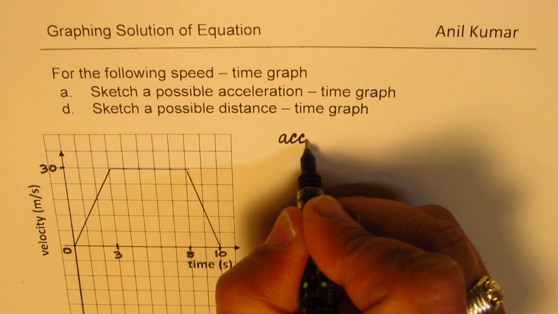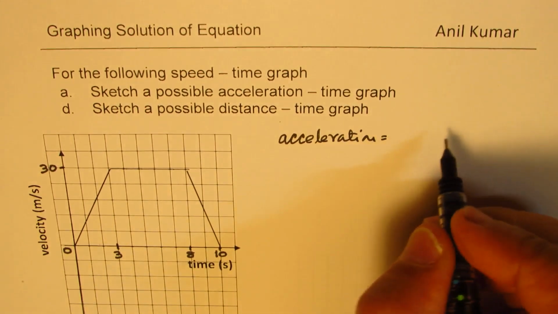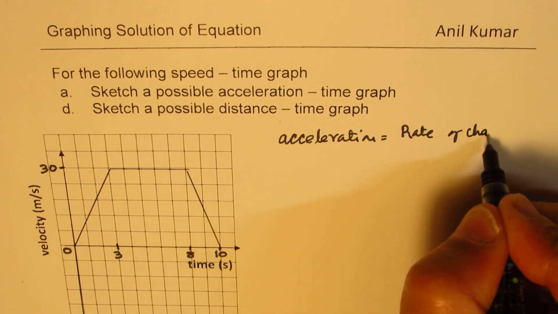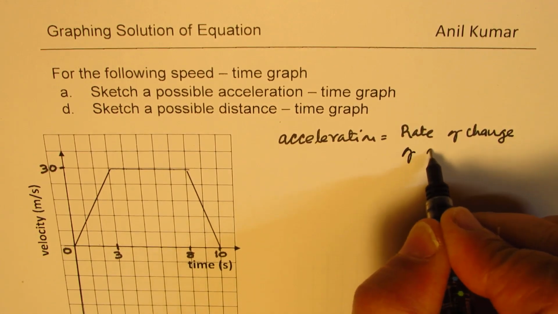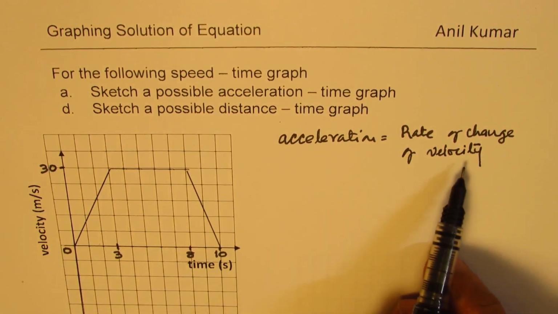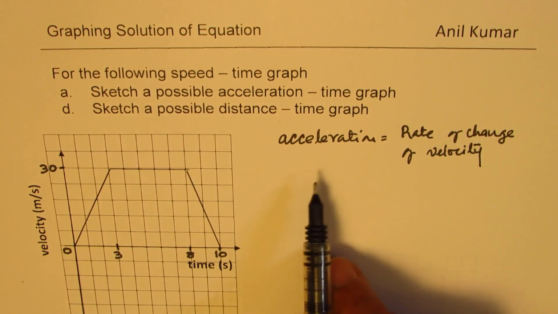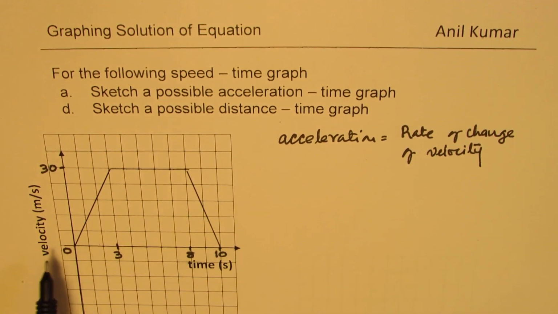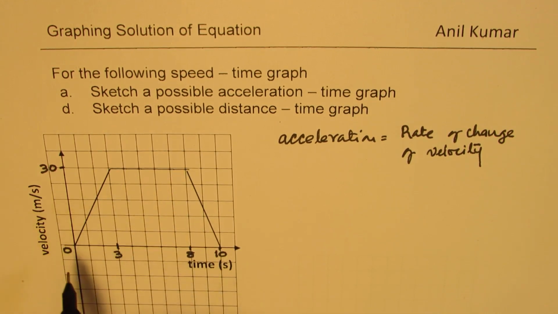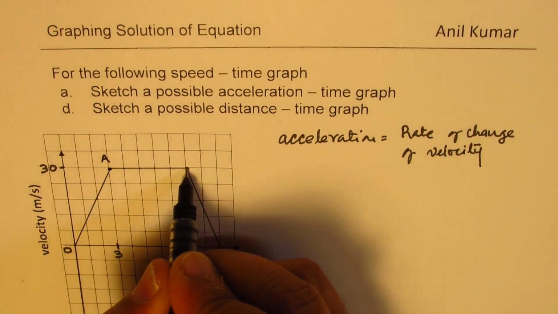So acceleration is the rate of change of velocity, right? Now both acceleration and velocity have direction, so a negative value will indicate the opposite direction. So in this particular case, there are 3 legs in which the acceleration is changing. So we'll define them with our points A, B, and C.